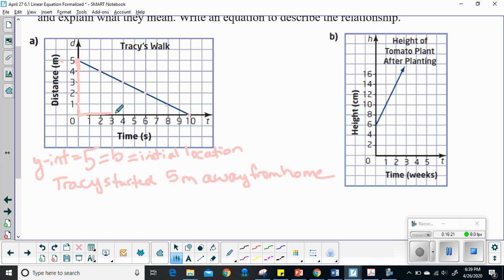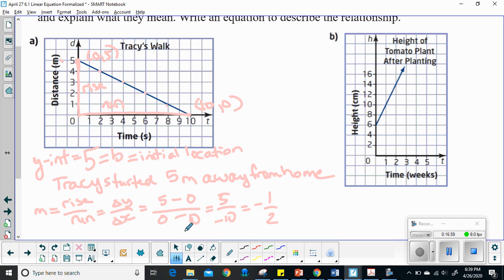There's my rise. There's my run. Slope is rise over run, which is change in y over change in x. Any of those work. If I did change in y, this is at (10, 0) and this is at (0, 5). So one point minus the other point gives me 5 over -10, which gives me -1/2. So you can write it out that way.